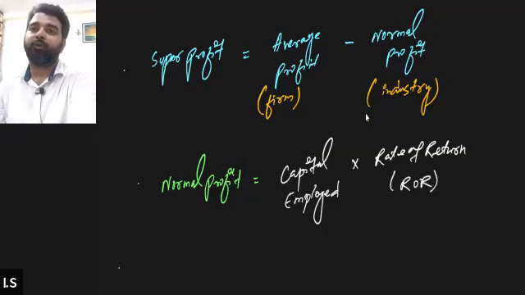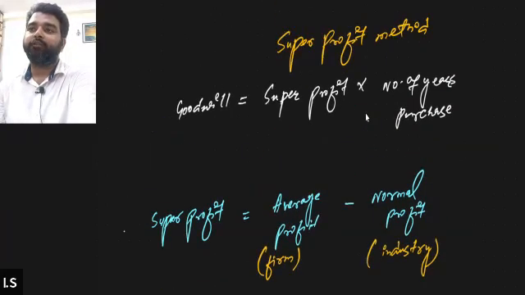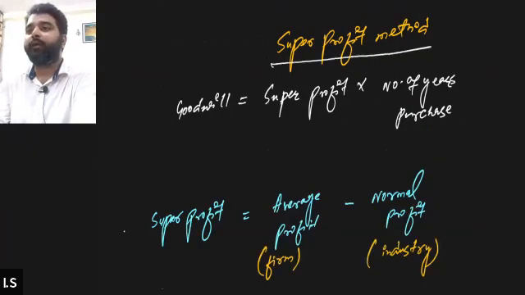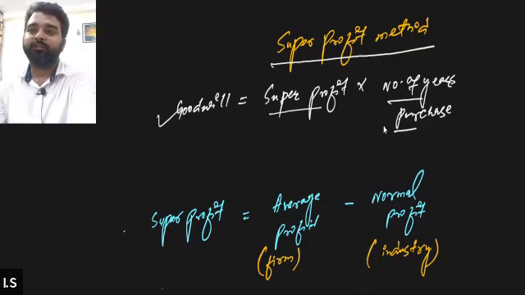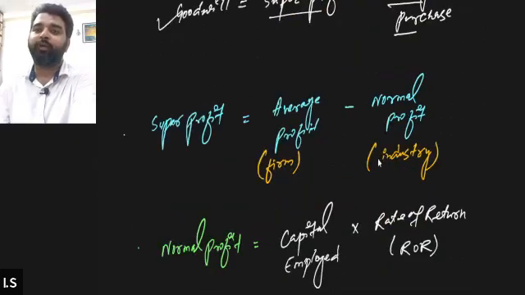All right. So what I was saying is that under the super profit method, we apply this formula to find out the value of goodwill. The requirement of this formula is that you need to multiply the number of years purchase with the amount of super profit. But the question is, how do we find out the super profit? In order to calculate the super profit, we will apply this formula. So super profit can be calculated as the difference between the average profit and the normal profit. So we have to find out the average profit of the firm. If it is not given, then we will be calculating the average profit.